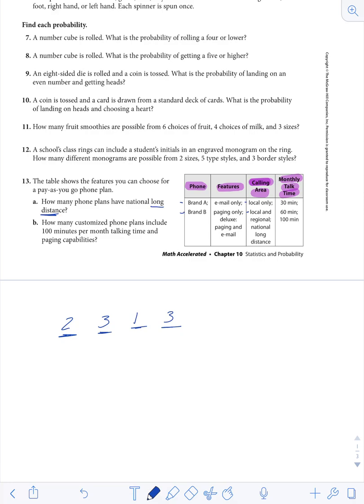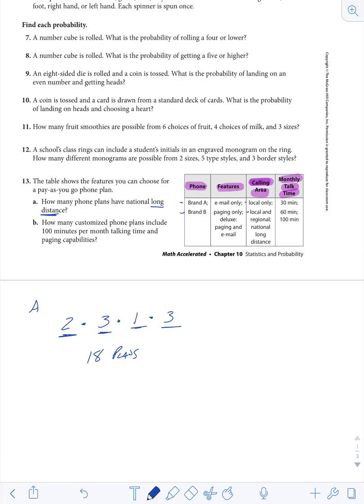And just like with any other ones, we multiplied. So if I multiply 2 times 3, I would get 6. 6 times 1 would still be 6. 6 times 3 would give me 18 plans. So 18 plans would give me national long distance.